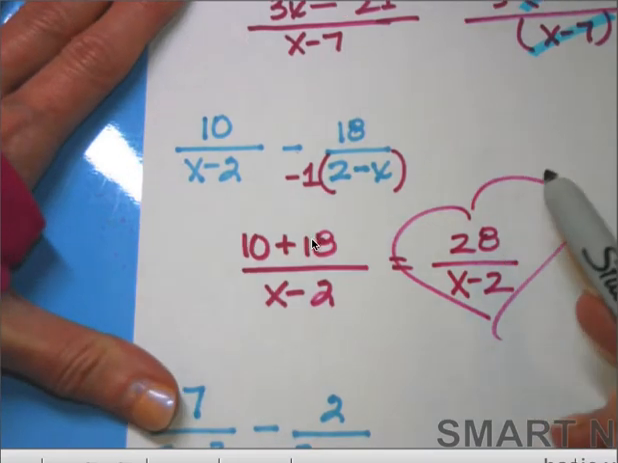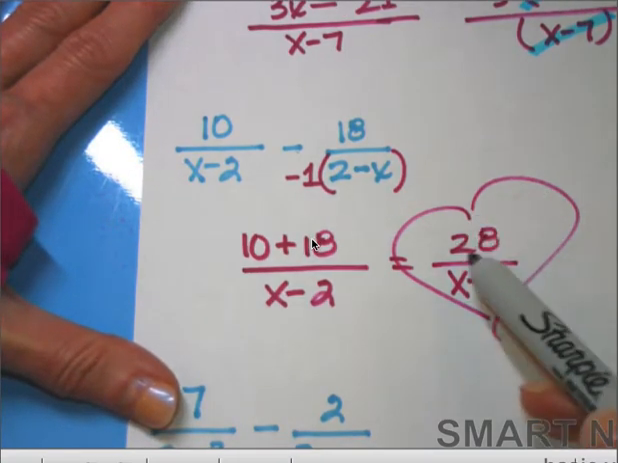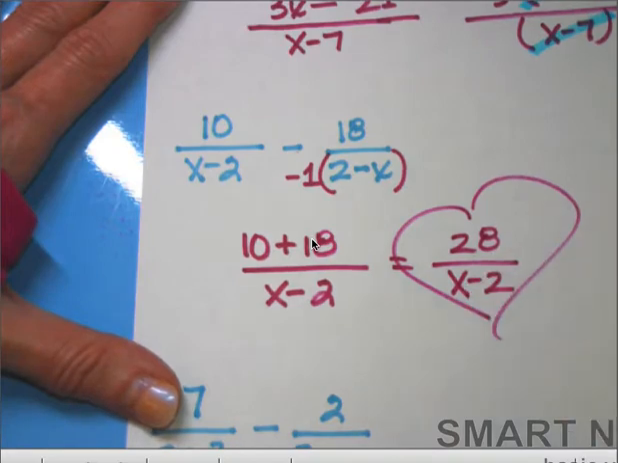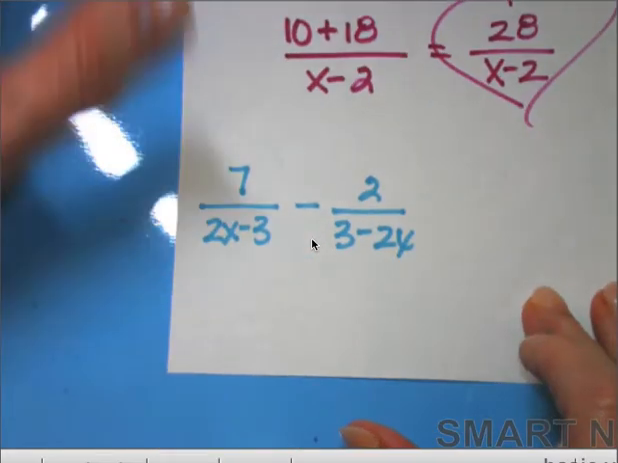And I can't simplify that down. We've already discussed that in previous videos. The 28 and the 2 are off limits for simplifying. Let's go on. Let's look at the next problem together.